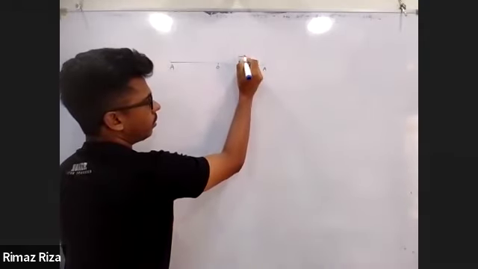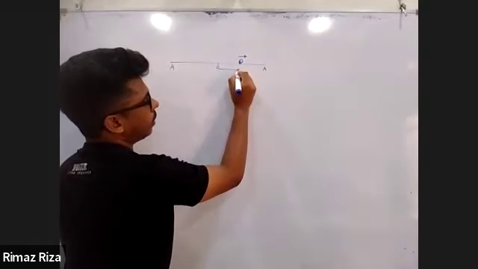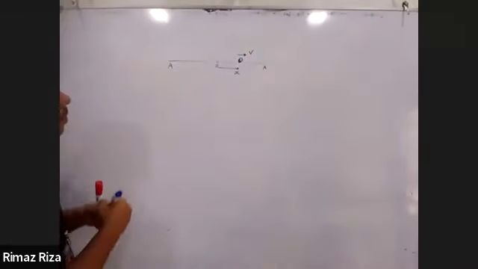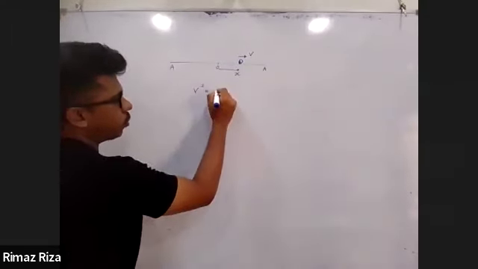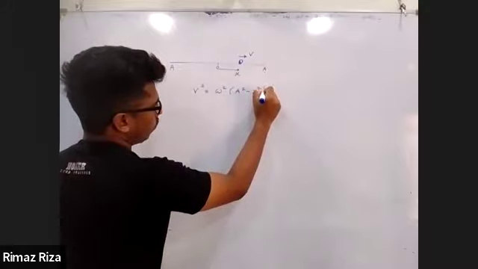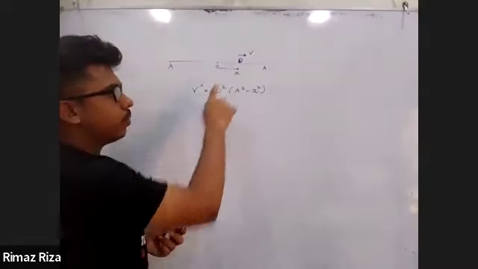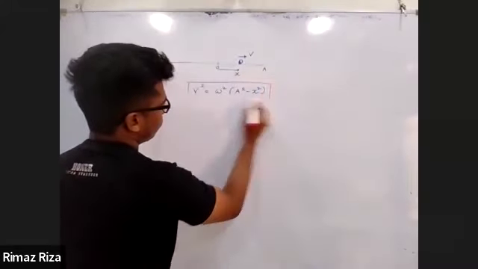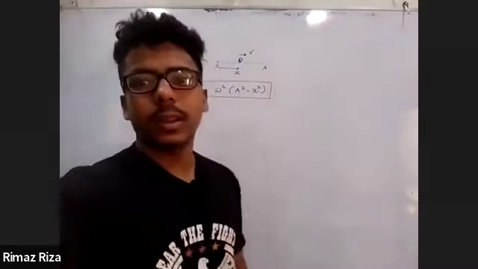So its instantaneous velocity, the relation between velocity and displacement, is given by the following formula. V squared equals omega squared times A squared minus x squared. So this gives the velocity of the particle at any given displacement. Okay, so this is the formula, and we discussed this in our last class.